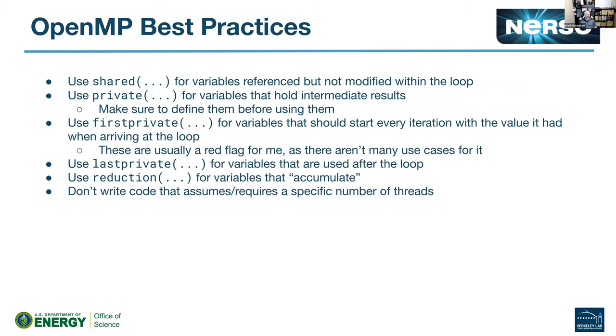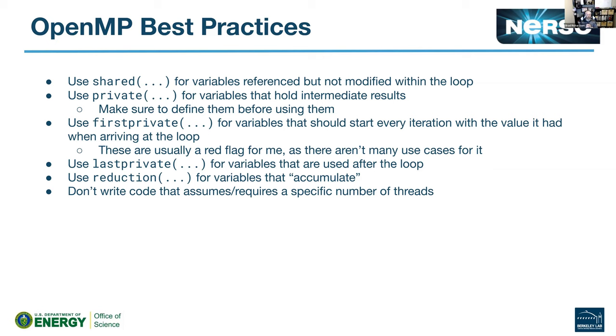Best practices: use shared for variables that are referenced but not modified within the loop. If you do some setup code and then you want to refer to those variables in the body of the loop, mark them as shared. Private for variables that hold intermediate results, and make sure to define them before using them. These are basically the same rules as we had for do concurrent.